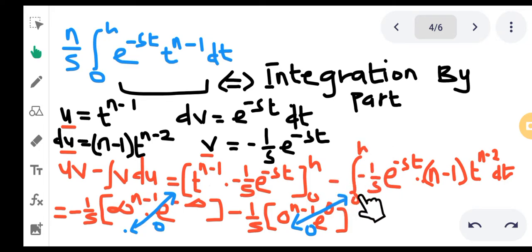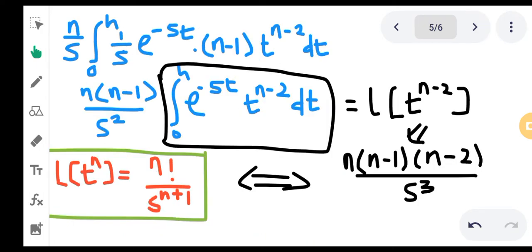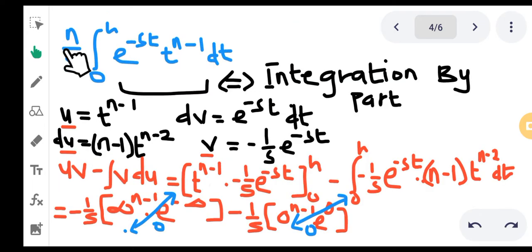Minus integral from 0 to infinity of minus 1 over s e exponent minus st multiply n minus 1 t exponent n minus 2. So we are only left with that part. The uv part is this, and this is the minus v du. So we are left with this part. What this basically means is that the minus will come out, so it becomes positive. So I'm going to get positive of this. But remember, it was n over s multiplying the whole of this.